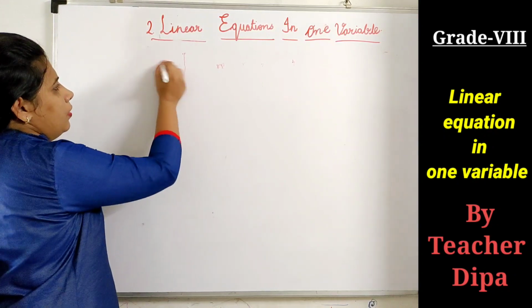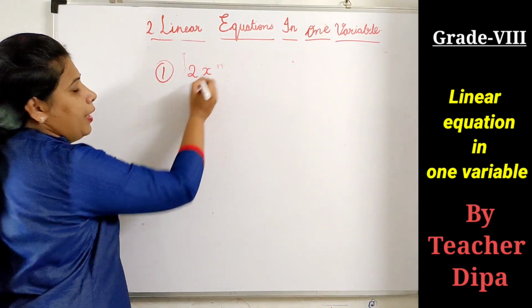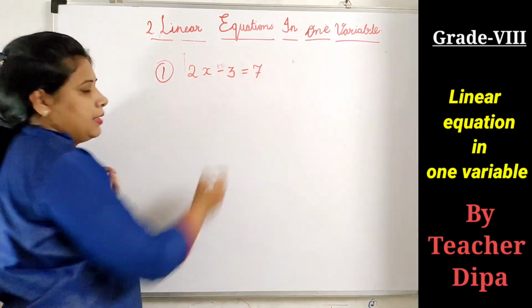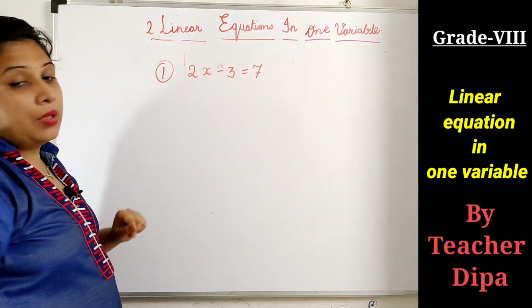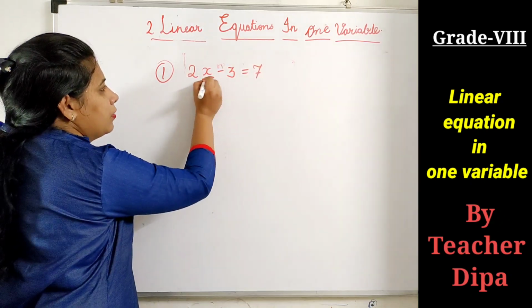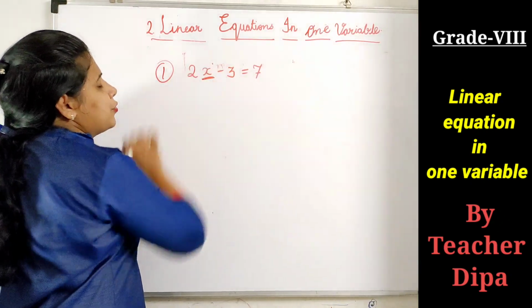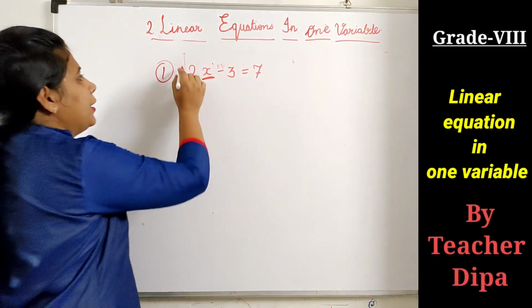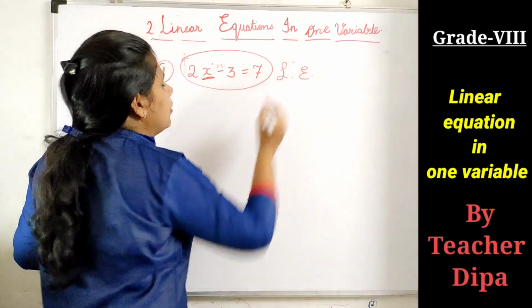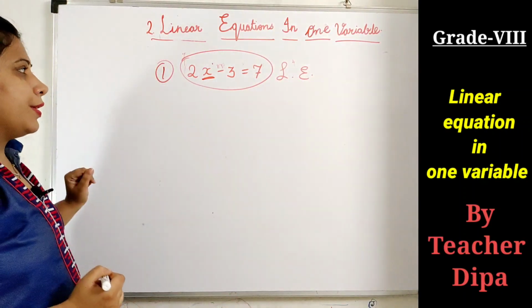I have the equation 2x minus 3 is equal to 7. Now, first of all, we have to remember here the variable is 1. Its power is also 1. It is not more than 1. So first of all, it is our linear equation. Now, how to solve this?